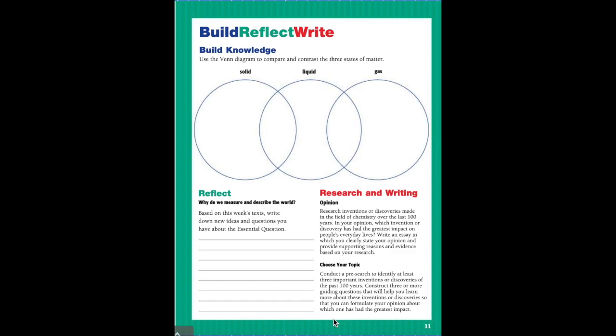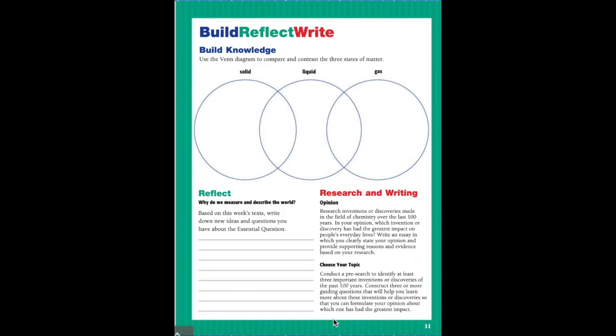But for this week's writing evaluation piece, you're going to look at the opinion. You're going to come up with your own opinion, and this is going to be a 3-week research building opinion. So you're going to research other inventions or discoveries made in the field of chemistry over the last 100 years. And you're going to give your opinion to which discovery or invention has had the greatest impact on people's everyday lives. You're going to write an essay at the end of the 3 weeks in which you clearly state your opinion and provide supporting reasons and evidence based on your research.